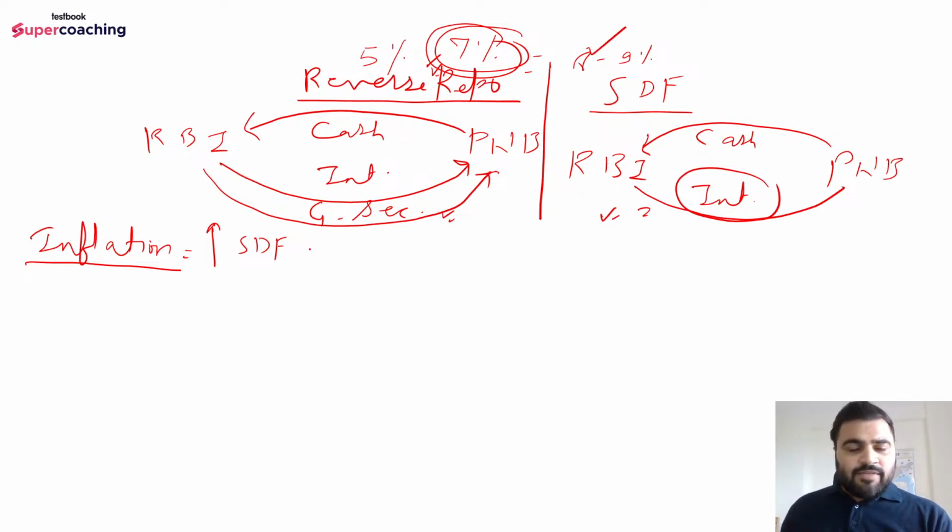So RBI will increase the SDF, that is the standing deposit facility. When RBI will increase the SDF, what will happen? Commercial banks will be motivated to keep their money with the Reserve Bank of India. And once they are depositing their money with the Reserve Bank of India, then money supply will be less in the economy.